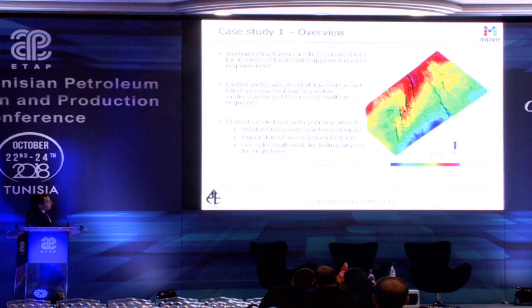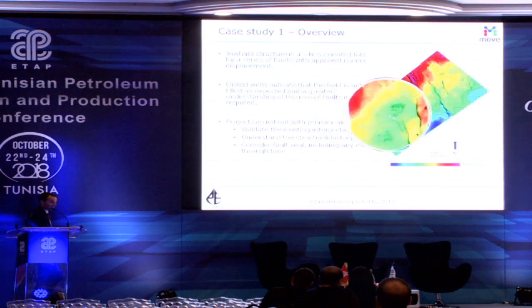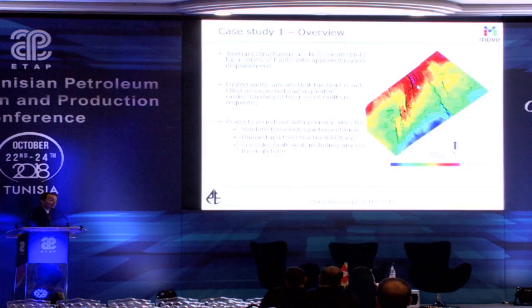So the Jawhara structures, there's this sort of elongate arch, high, and it's cut by a series of approximately north-south trending faults. The arch itself is approximately north-south trending, and there's been a number of wells drilled, and the results from the drilling campaign didn't really reflect what was thought to be happening. So the role of faults was thought to be quite important.